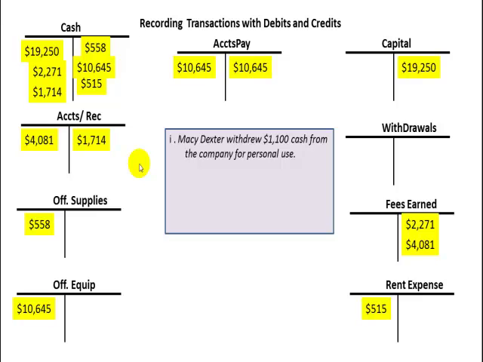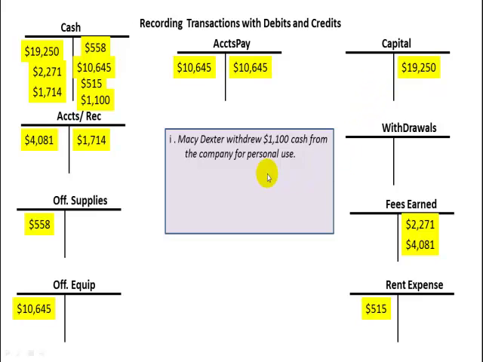In I, we have Max Dexter withdrew $1,100 cash from the company for personal use. So again, a withdrawal is not an expense of the business. It's just the opposite of when the owner puts money or equipment into the business. So back in the very first transaction, we debited cash for $19,250 and we credited capital. This is just the opposite. And I think I've said this before, in this withdrawal we could have credited cash for $1,100 and debited the capital account. And there's really technically nothing wrong with that, except it's better to keep track of it in a separate account.